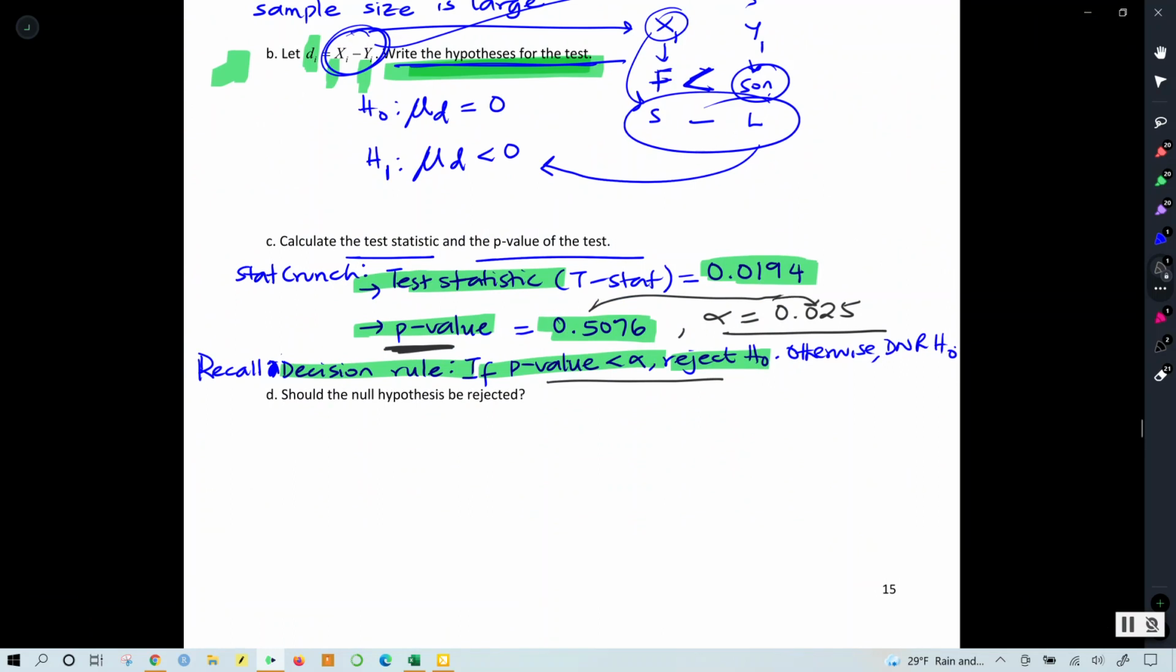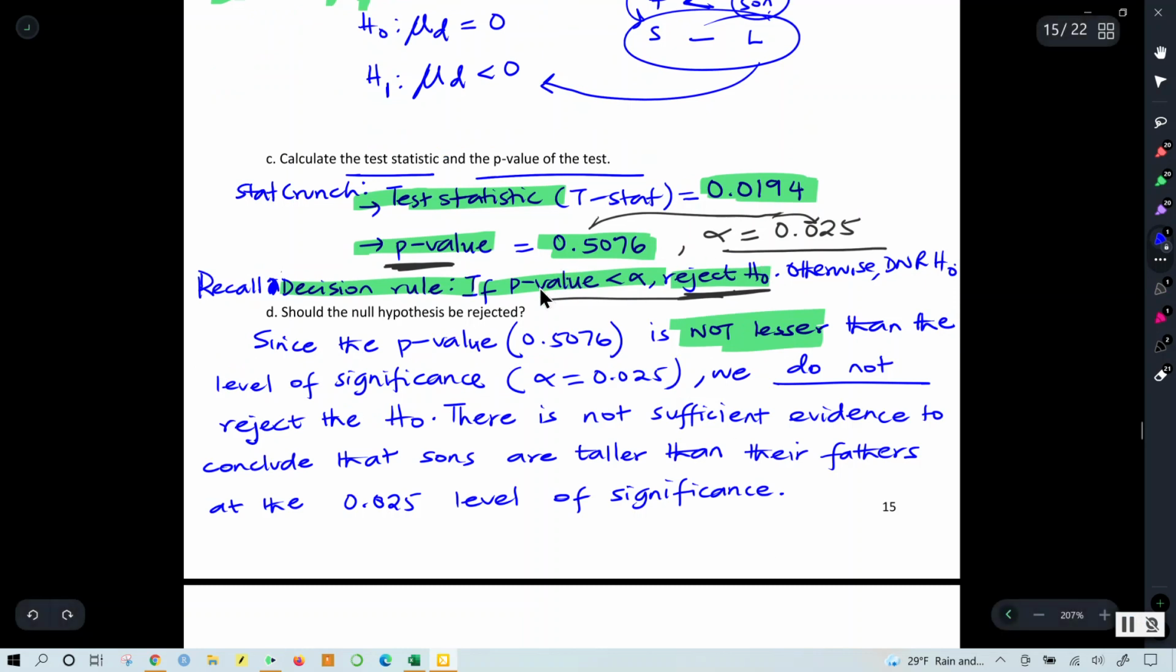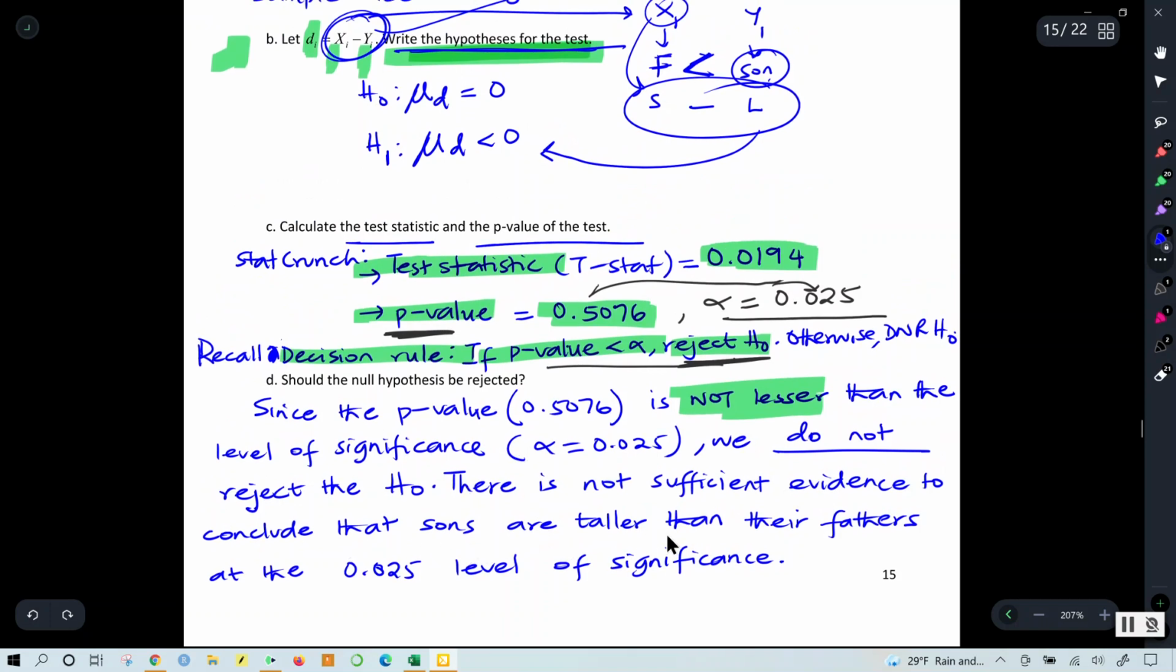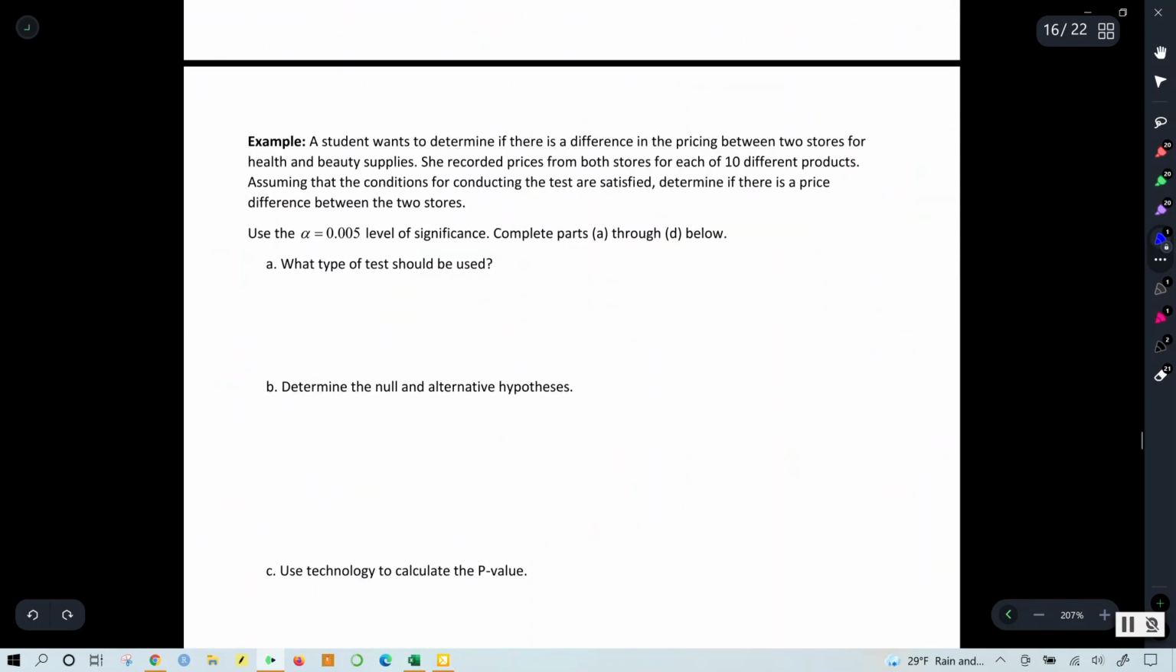So this is definitely greater. That means we are not rejecting the null hypothesis. So based on our findings, since the p-value is not lesser than the level of significance, remember, if it were lesser, we would reject the null hypothesis. But in this case, it is not lesser, so we do not reject the null hypothesis, which means there is not sufficient evidence to conclude that sons are taller than their fathers at the alpha equals 0.025 level of significance. So we look at yet another example.